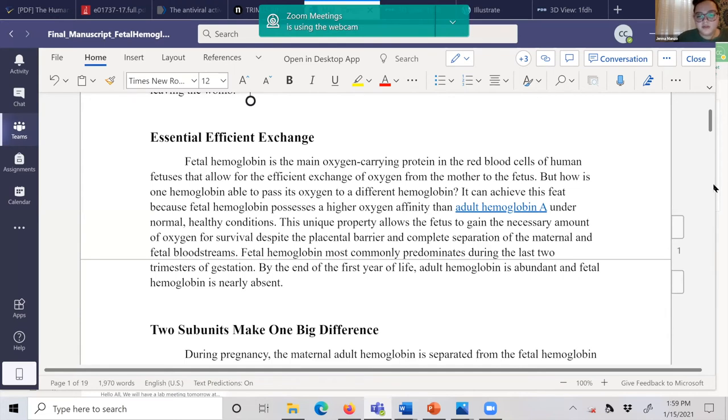Fetal hemoglobin most commonly predominates during the last two trimesters of gestation. By the end of the first year of life, adult hemoglobin is abundant and fetal hemoglobin is nearly absent.